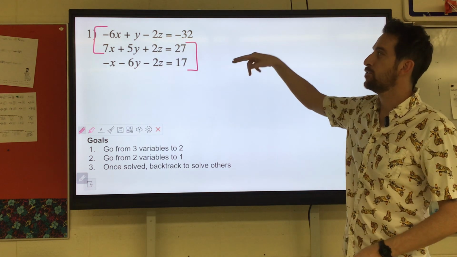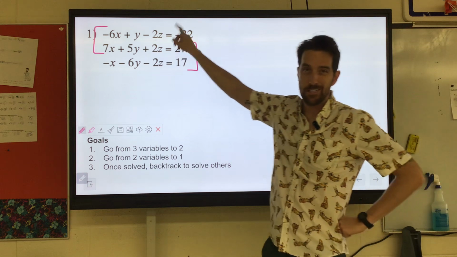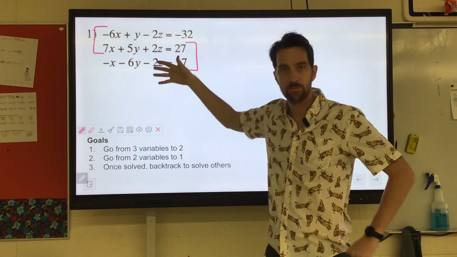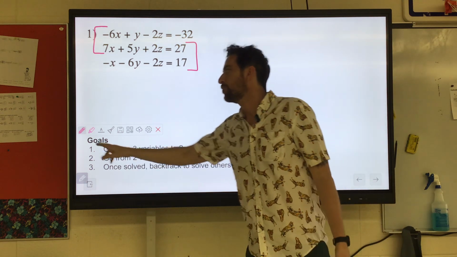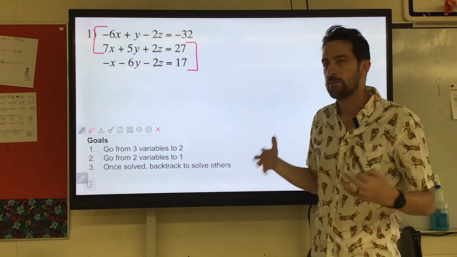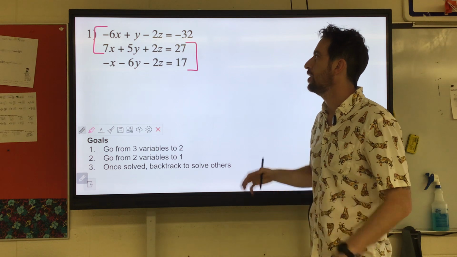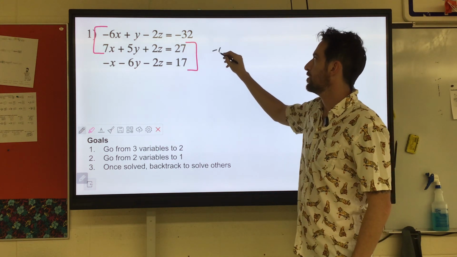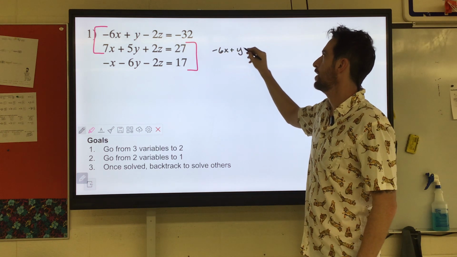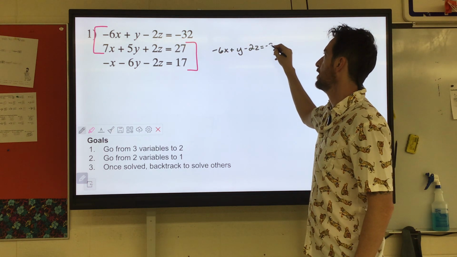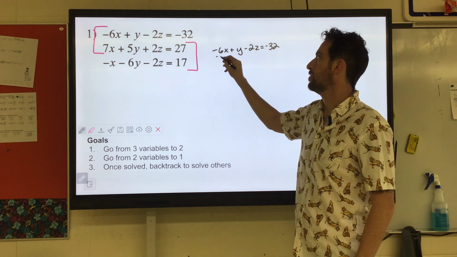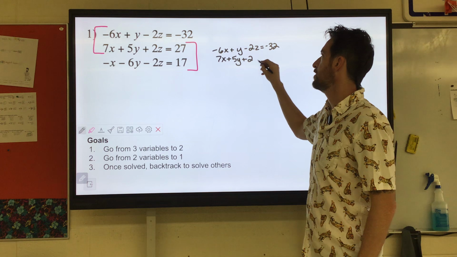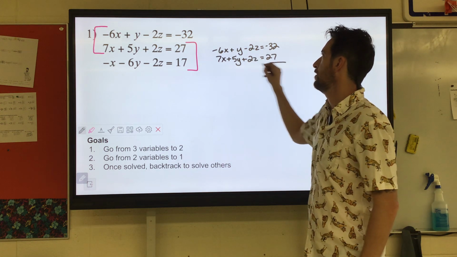If you look at the first 2, our z's are already going to cancel out. And if you look at the second and third, the z's will also cancel out. That's pretty rare, but it's going to warm us up into this idea. So I'm going to rewrite the first 2 paired up. So we'll say negative 6x plus y minus 2z equals negative 32, and 7x plus 5y plus 2z equals 27. We'll come back to that.